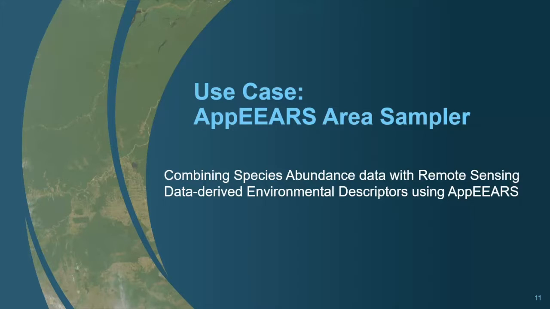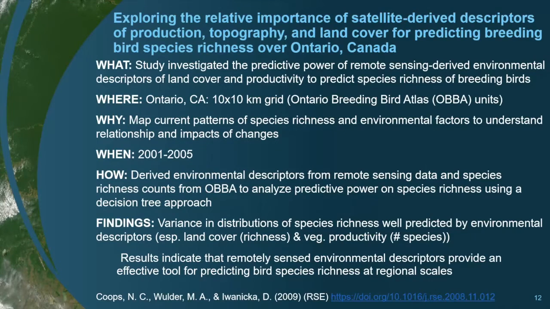For the first use case, I will show an example for how you could incorporate AppEEARS area sampler into your research. Here we will combine species abundance data with remote sensing data-derived environmental descriptors using AppEEARS to predict breeding bird species richness in Ontario, Canada. This use case comes from a study titled Exploring the Relative Importance of Satellite-Derived Descriptors of Production, Topography, and Land Cover for Predicting Breeding Bird Species Richness over Ontario, Canada.